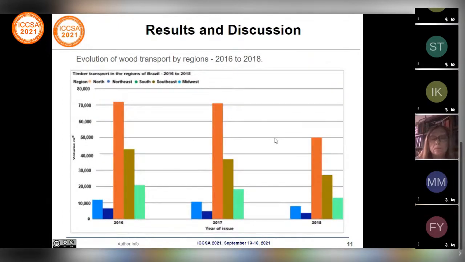Evolution of wood transported by region. This figure displays the transportation of the wood products organized by region of Brazil between the years 2016 and 2018. From the plot graph, one can check that the main destinations of wood products are the North, the Southwest, and the South regions.